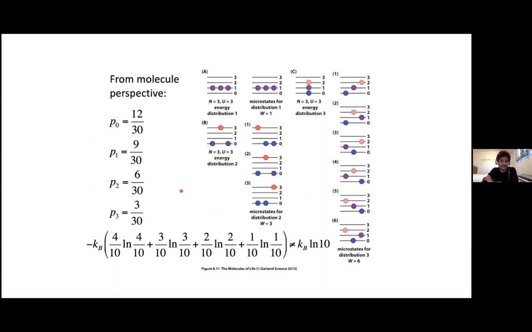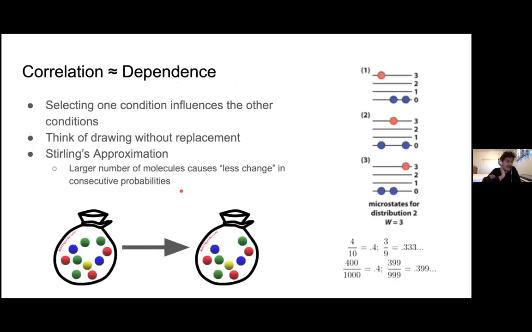So why is that? Let's talk about something called correlation. I think the term correlation can be a little confusing. You can think of it as dependence in probability, where if you select one condition or set a choice for something, it influences the future choices you make. So in this problem, if you say this molecule here has an energy level of 3, you put all 3 energy units into that molecule. That means the other 2 molecules have to be at the 0 energy level, right? There's a 100% probability you'll find them there.